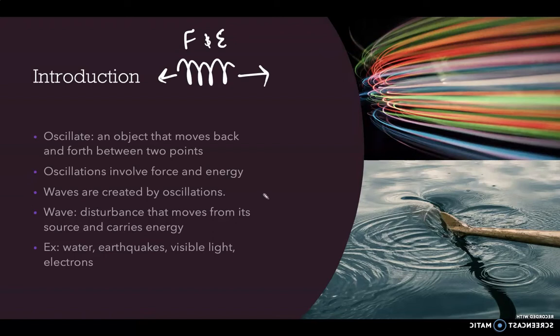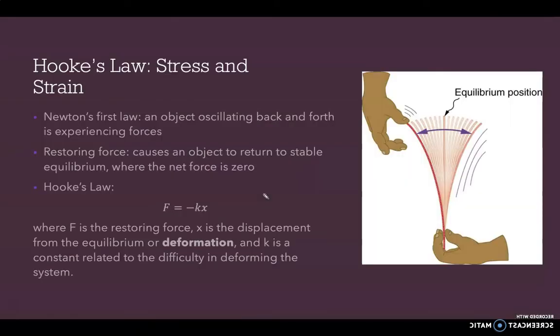So we're going to look at this in more detail and hopefully be able to describe this motion through physics. So the first idea that we need to understand is Hooke's law, and that is also going to be involved with stress and strain. So let's go ahead and first look at Newton's first law. Okay, remember that in Newton's first law, we know that some kind of object will be experiencing forces. And in this case, an object that oscillates back and forth is also experiencing forces, okay?